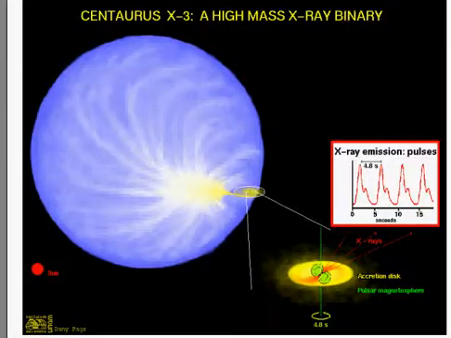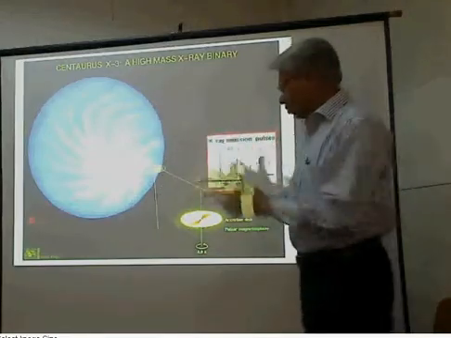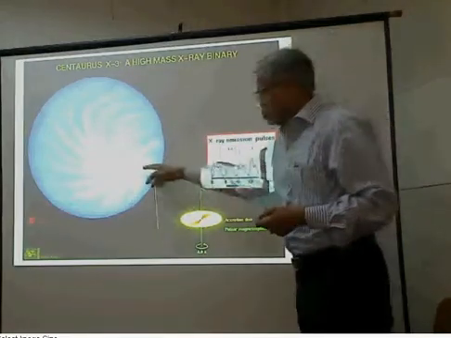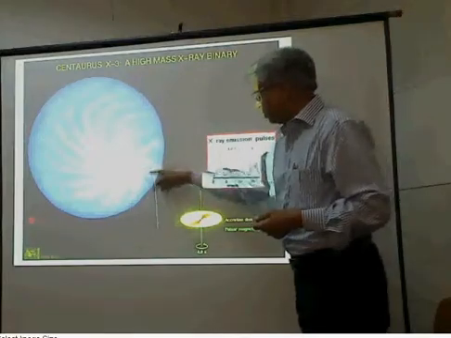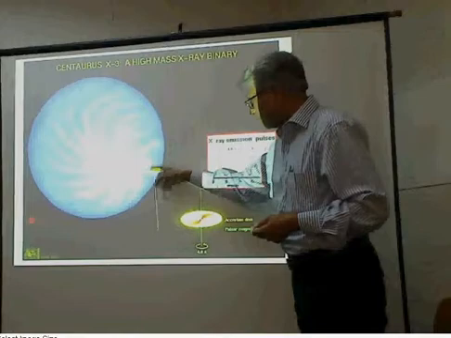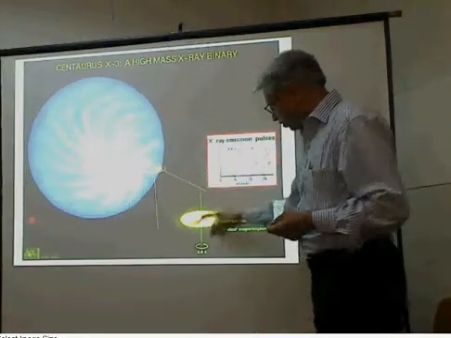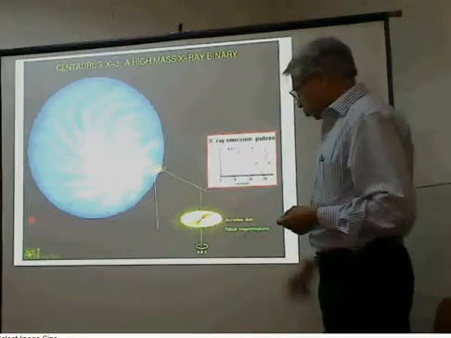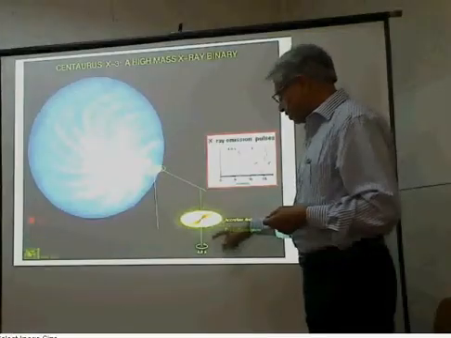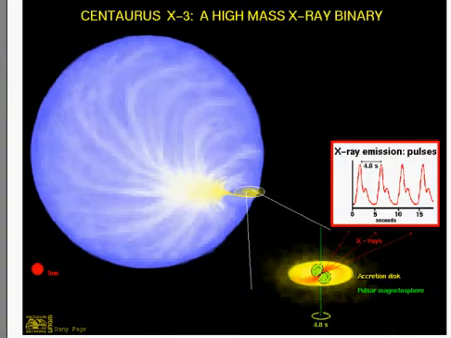So you can see that the mass is being pulled when this visible star undergoes expansion. The mass is being pulled due to the strong gravity of the neutron star towards the neutron star. It goes into orbit, forms an accretion disk, and then accretes onto the neutron star, which is shown here. Okay, so 4.8 seconds therefore represents the rotation period of the neutron star. So the neutron star is rotating with a period of 4.8 seconds on its axis.